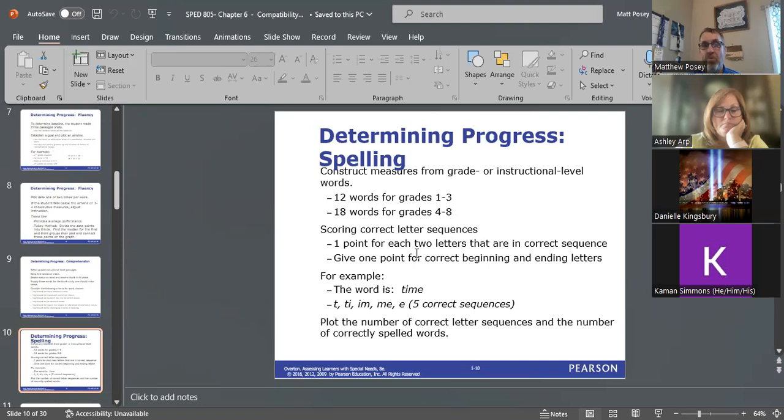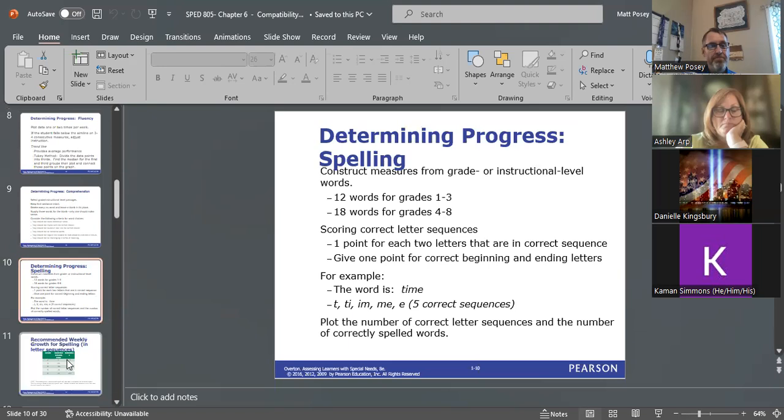So an example, the word time. T and then T-I, I-M, M-E, and E. Okay, so that's 5 correct sequences there. That's how they score those. And then you would plot the number of correct letter sequences and the number of correct words. So that's kind of how you do it for spelling.